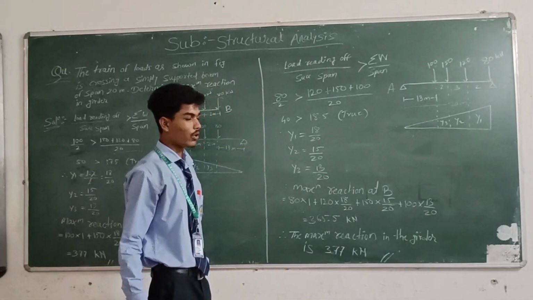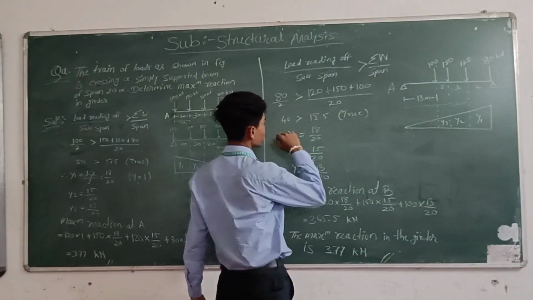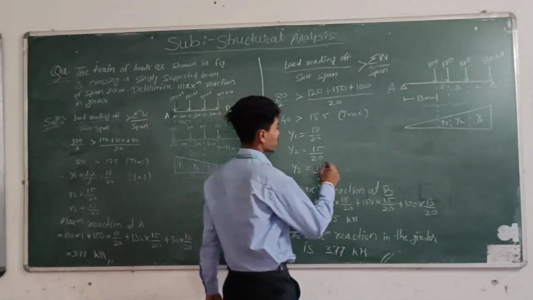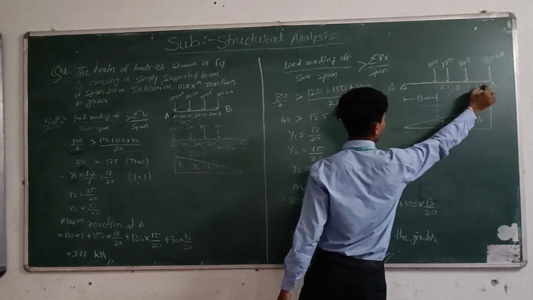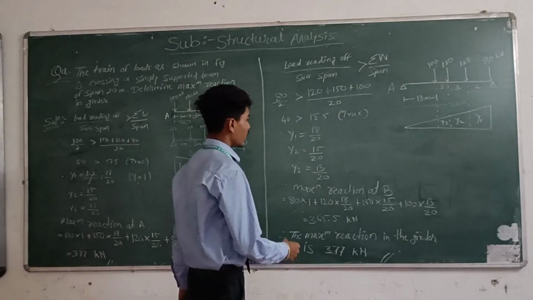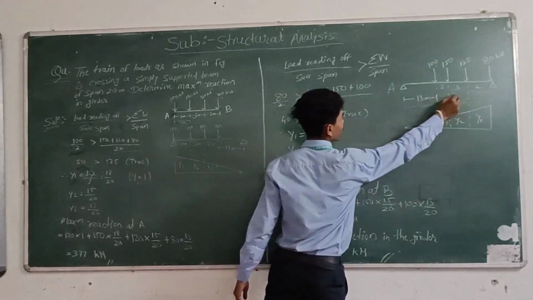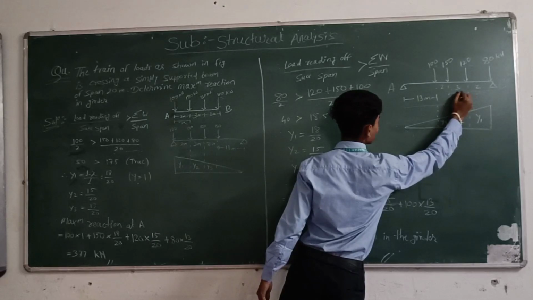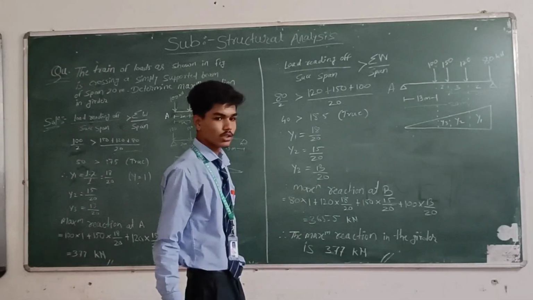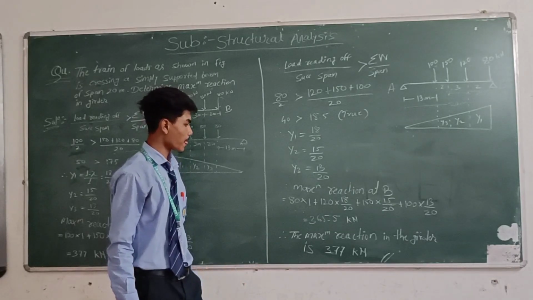And we will find y1, y2 and y3. Y1 is L minus x, the total length minus x, which is 2, so 18 divided by 20. Y2 is 15 divided by 20, and y3 is 13 divided by 20. And then we will find the reaction at point B.